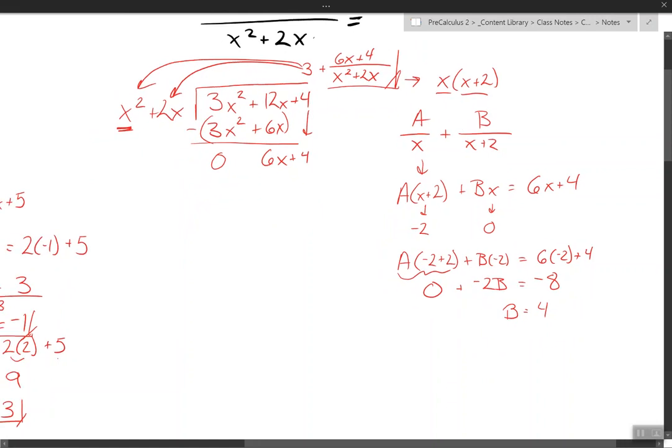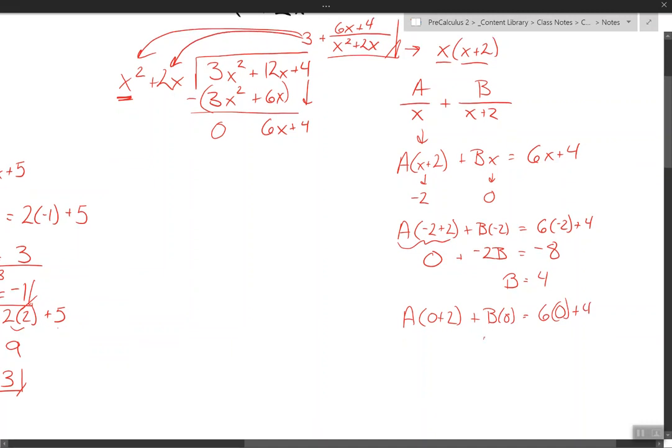Now we go back and plug in 0, which should solve for a. So we've got a(0 plus 2) plus b times 0, which will be 0, equals 6 times 0 plus 4. So that part is 0. We get 2a equals 4, which means our a is 2.